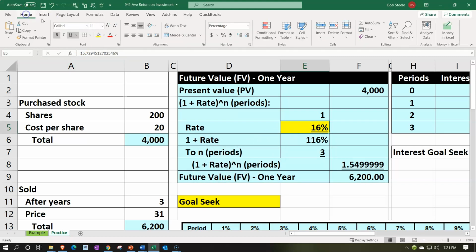I'm going to go to the home tab. Numbers, add a couple decimals, so it's about 15.73%.